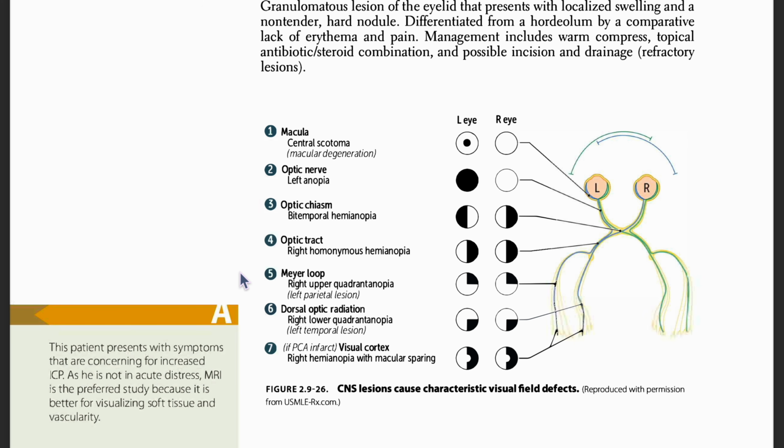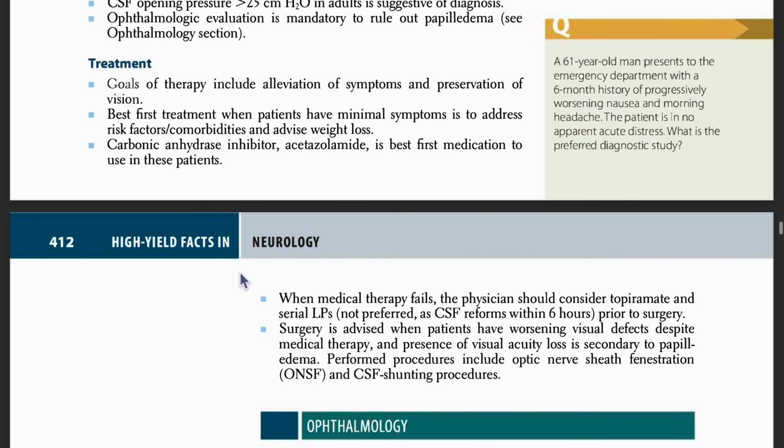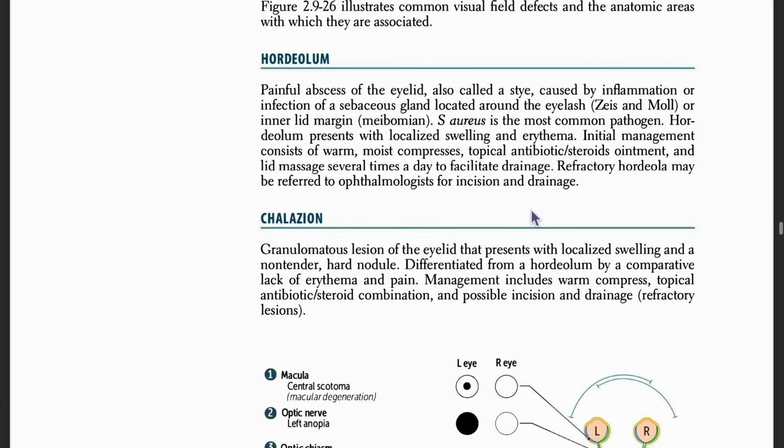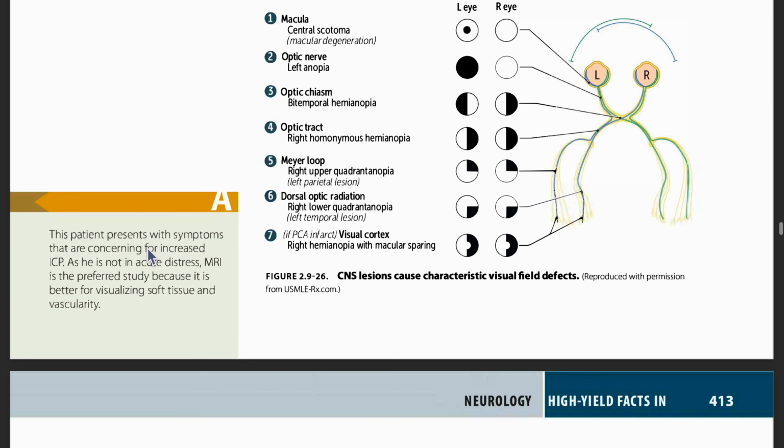Okay. What was the question here? A 61-year-old man presents to the emergency department with a 6-month history of progressively worsening nausea and morning headache. The patient is in no apparent acute distress. What is the preferred diagnostic study? Okay. The patient presents with symptoms that are concerning for increased ICP as he is not in acute distress. MRI is the preferred study because it is better for visualizing soft tissue and vascularity.